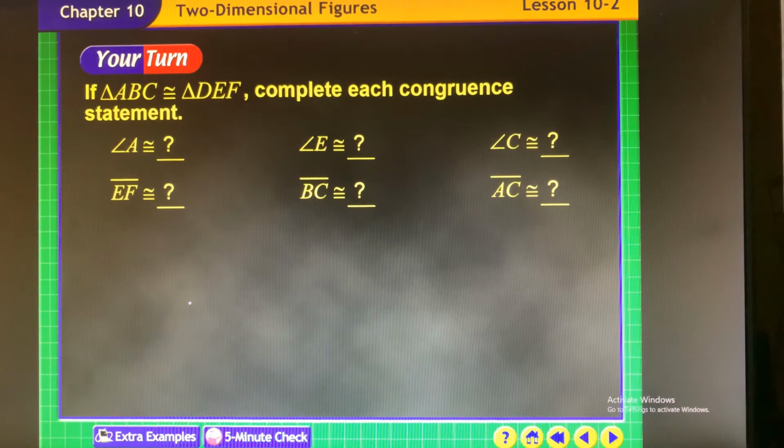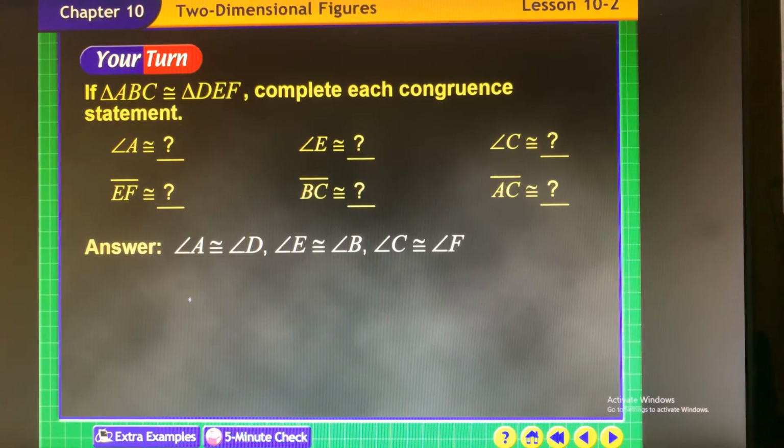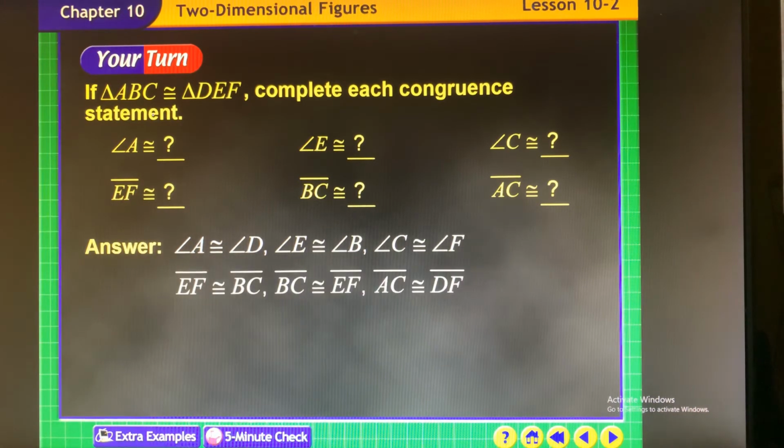Do the same thing with this process right here. You can see that angle A is congruent to D, angle B is congruent to E, angle C is congruent to F, line segment AB is congruent to DE, line segment EF right here is congruent to BC, and so on.